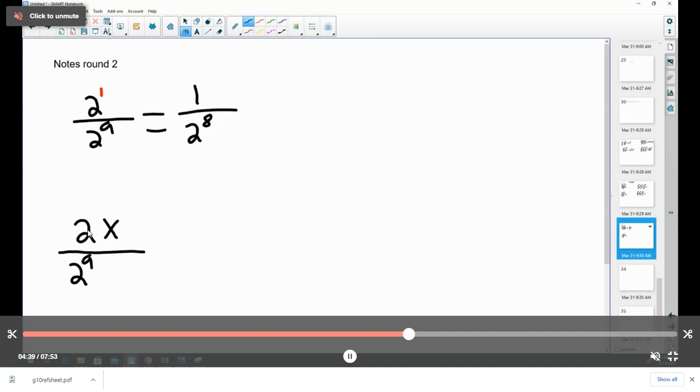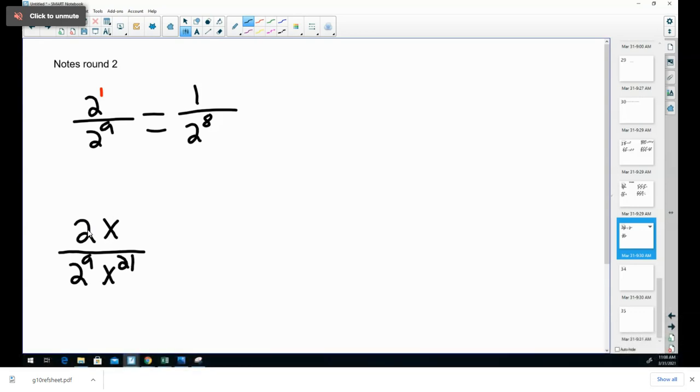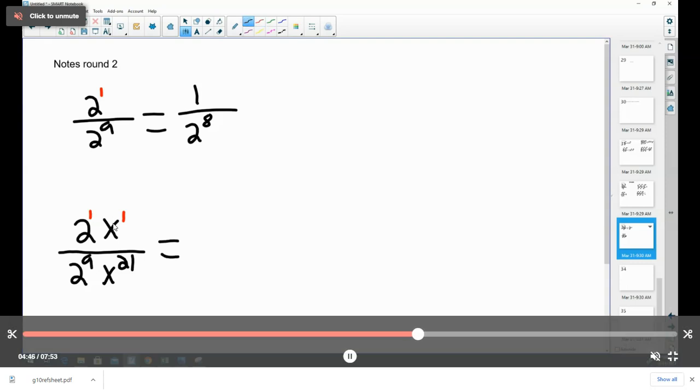So now we have 2x over 2 to the 9th, x to the 21st. Okay, those are both 2 to the 1, x to the 1. And we're going to subtract 9 minus 1 is 2 to the 8th. 21 minus 1 is x to the 20th. Nothing was on top, so I got to put a 1.